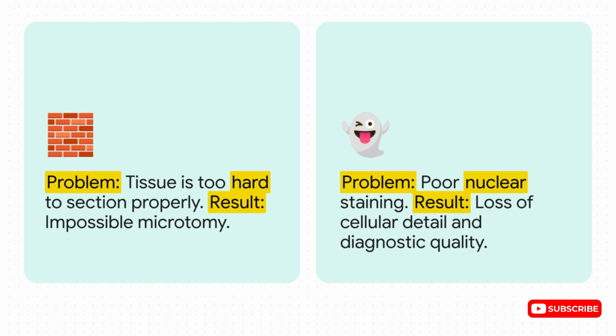But if you go too long, it becomes over-decalcified. The tissue gets soft and mushy, and even worse, you get terrible nuclear staining. The acid actually starts to break down the DNA, so it can't pick up the hematoxylin stain properly. You end up with these pale, ghost-like nuclei, and that makes a diagnosis almost impossible.